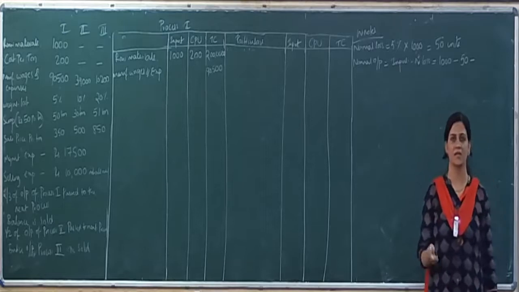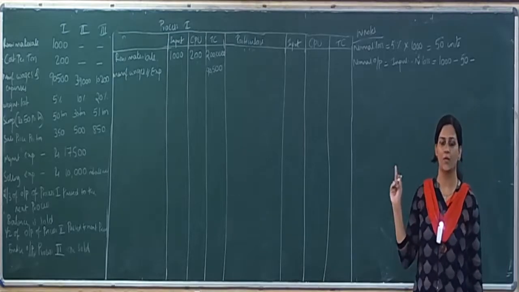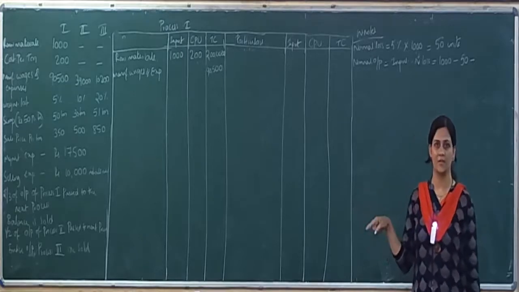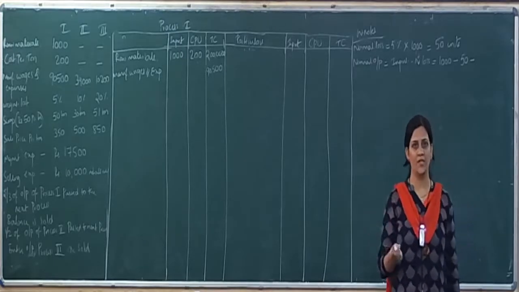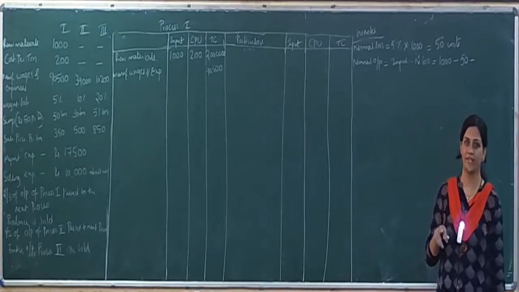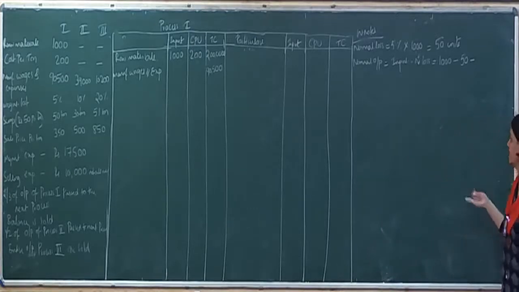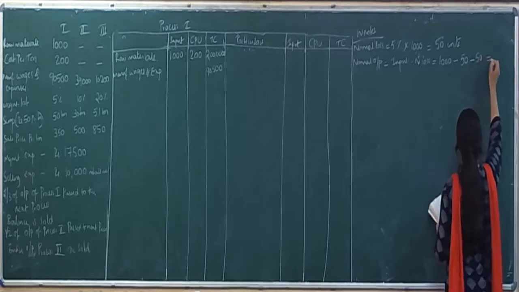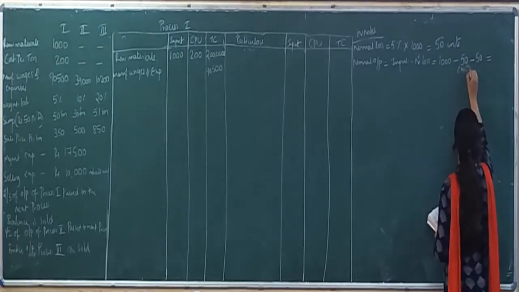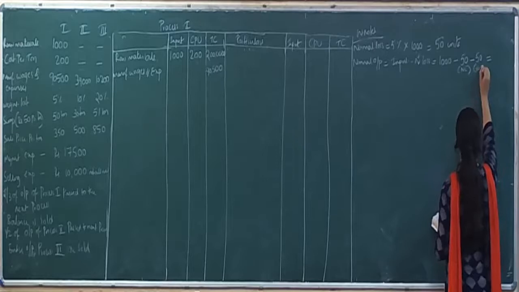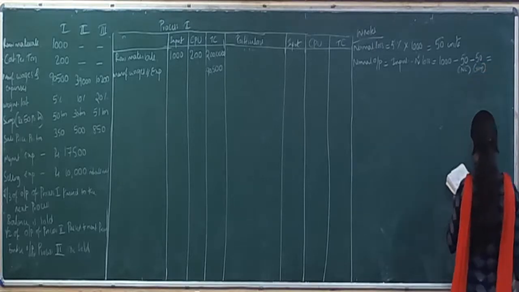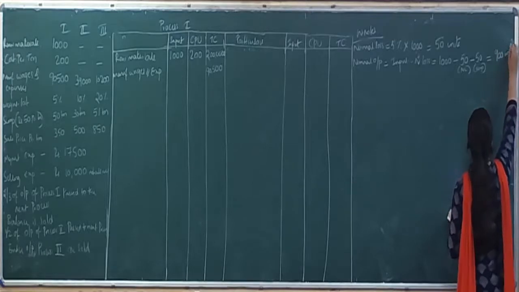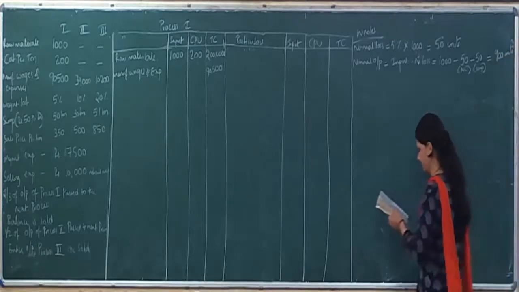There are two types of losses here in the problem. One is normal loss, that is 5%. Another is scrap, which is rupees 50. So totally we have to deduct 50 normal loss and 50 scrap. So 1000 minus 50, this is normal loss, and minus 50, this is scrap. That comes to 900 units.